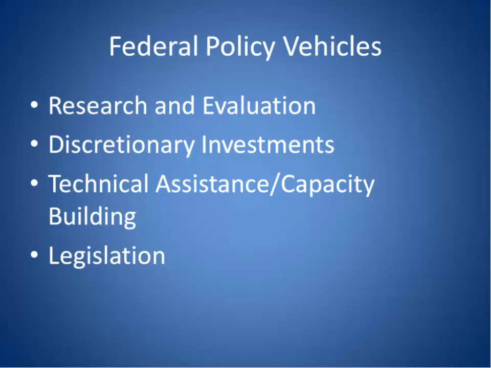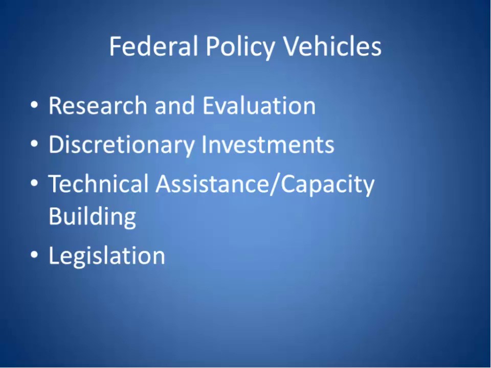And I sort of identify four what I call federal policy vehicles, four ways in which we can think about how federal policy can create quality, ensure equity, and protect consumers. And the first is through its research and evaluation activities. The second is through its discretionary investments. The third is through technical assistance and capacity building, which the federal government does do a lot of. And then the fourth is, of course, through legislation.